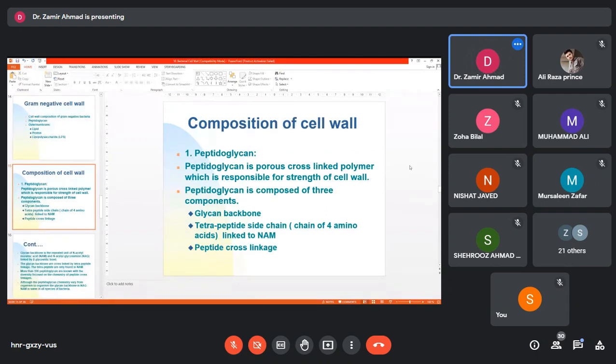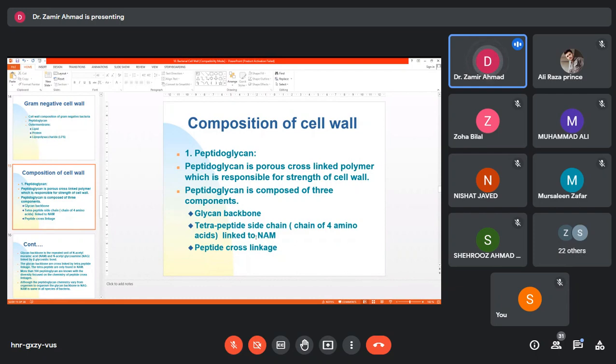So coming back to the composition of the cell wall, the peptidoglycan molecule is basically a cross-linked polymer which is responsible for the strength of the cell wall. Peptidoglycan is composed of three basic components. First, it has a glycan backbone, meaning that carbohydrates form the backbone of this structure. Then it has a tetrapeptide chain which is composed of 4 amino acids which are linked to NAM.